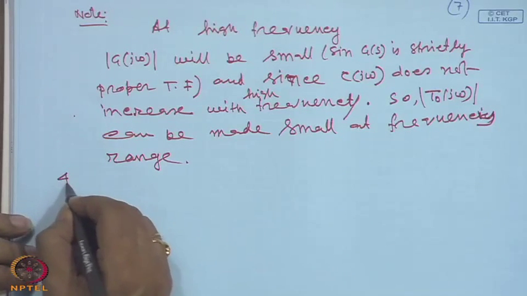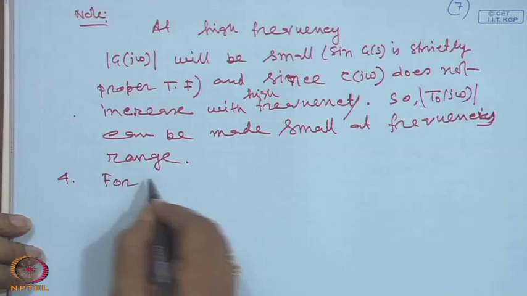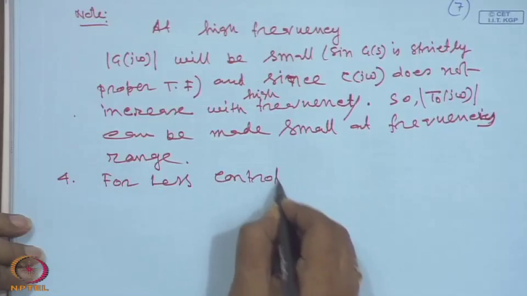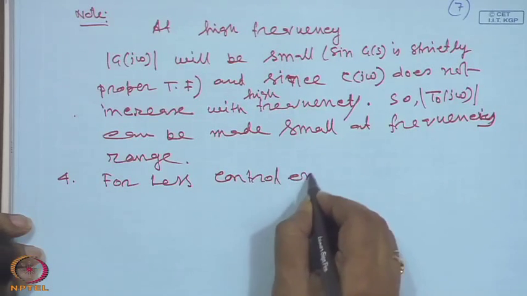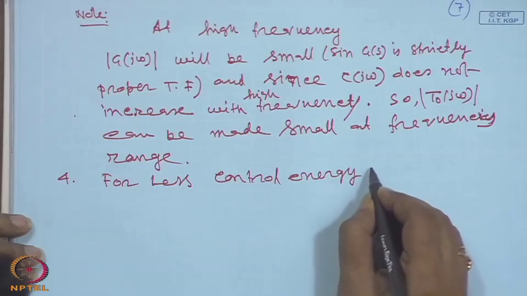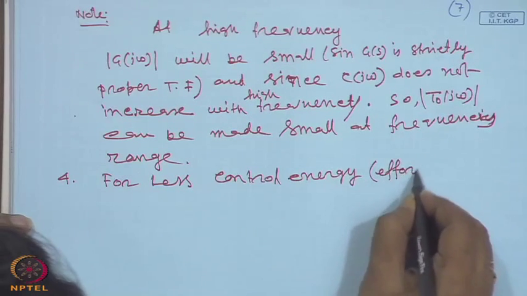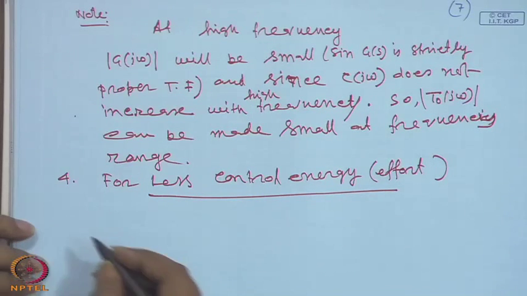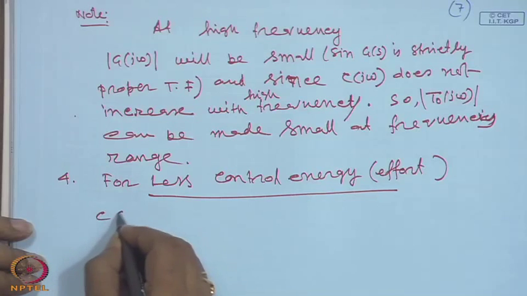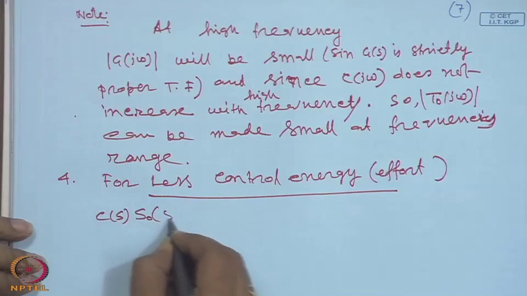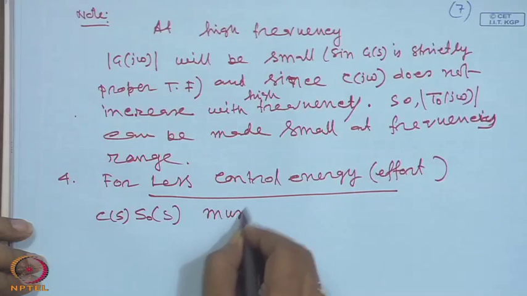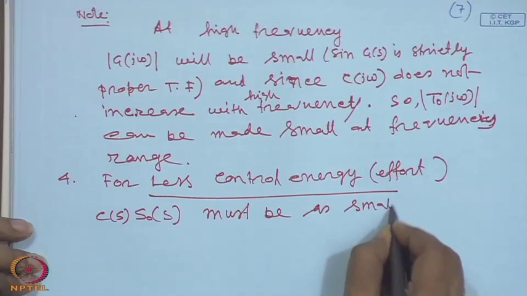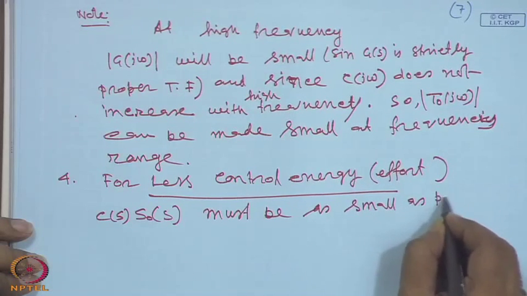The fourth one is for less control energy to be supplied to the system, less control effort. So, this can be achieved by C of S, S0 of S, which must be as small as possible.